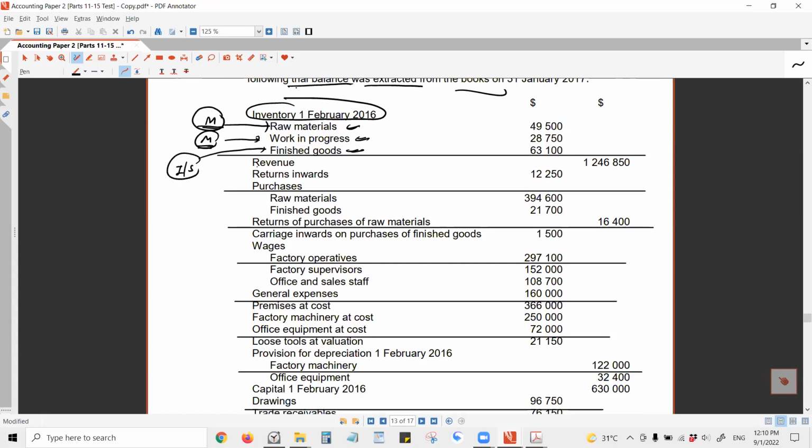Then revenue means sales, okay? It goes into the income statement first item. Okay, agree? Income statement first item is revenue. Returns inwards, what is this? This is sales returns. Okay, returns inwards means the same as sales returns. Customer returns goods back to us into our business. That's why you have the word inwards. So income statement, the second item.